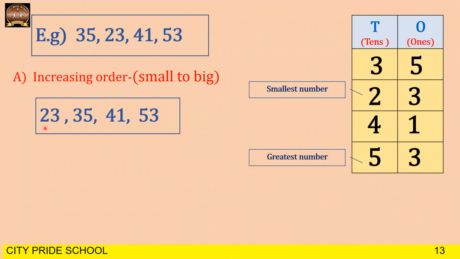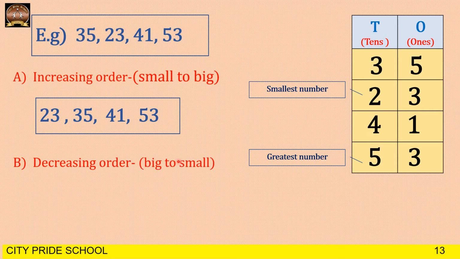We will arrange the numbers from the smallest number to the biggest number. So what is the smallest number here? 23. After 23, 35. Then 41. And then the last is 53. So we have arranged these numbers in ascending order or increasing order.